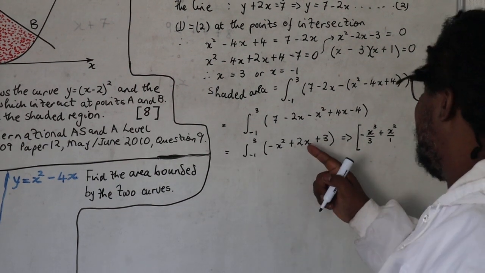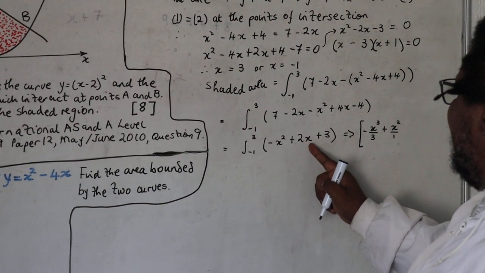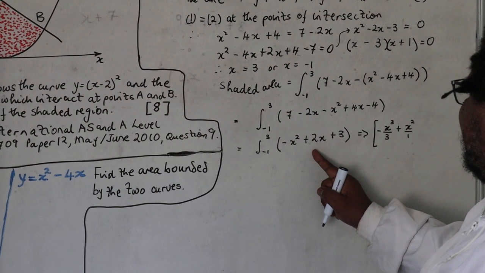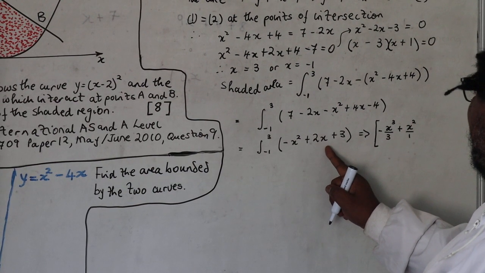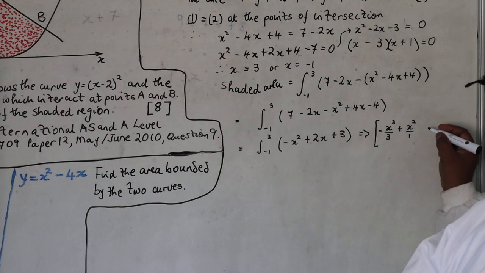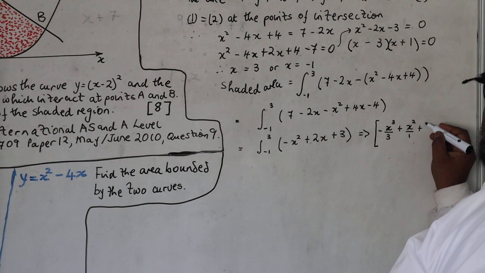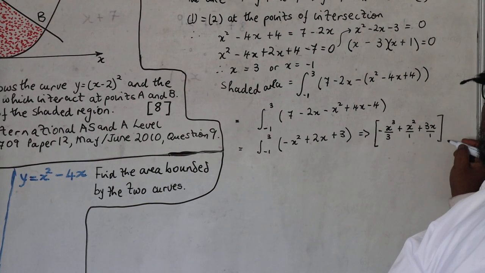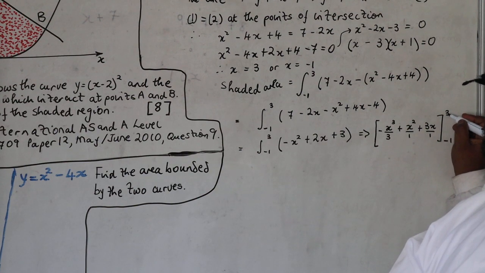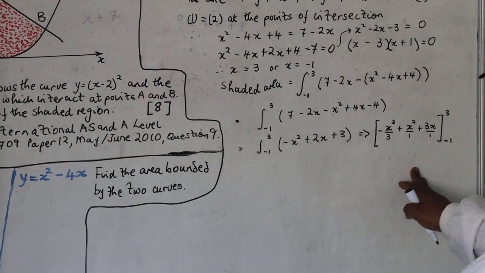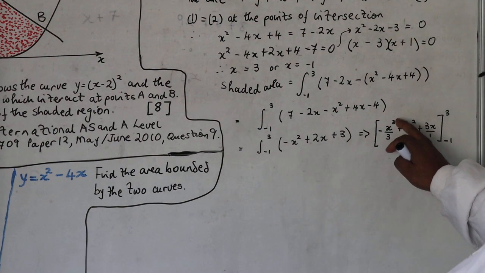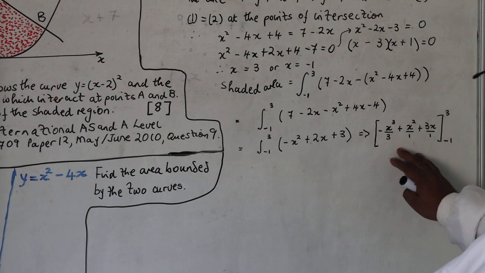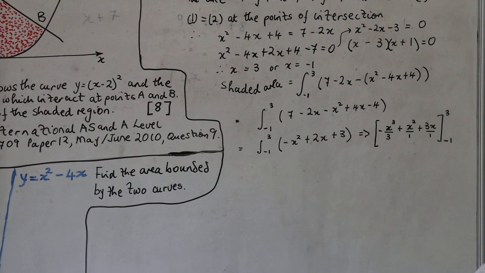This is over 1 because we have said 1, which is the power of x plus 1, that's 2, divided into 2, and the 2 is cancelled out. Then we are remaining with x to the power 2, and for 3 it becomes plus 3x also to the power of 1, and our limits are minus 1 to 3. Then we substitute, starting with 3 into this equation, and then we subtract the same equation after substituting minus 1.